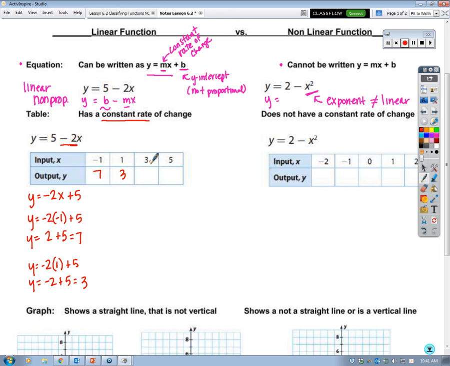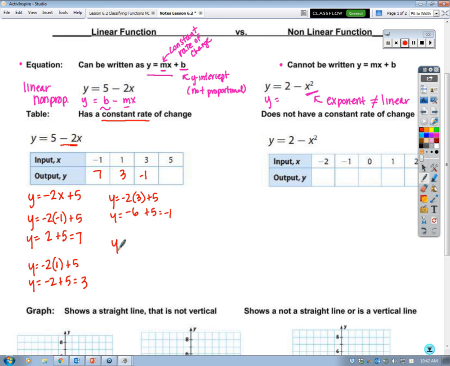And I'm going to go ahead and just plug my next two y values. y equals -2 times 3 plus 5. This is -6 plus 5. So that equals -1. So when x is 3, y is negative 1.